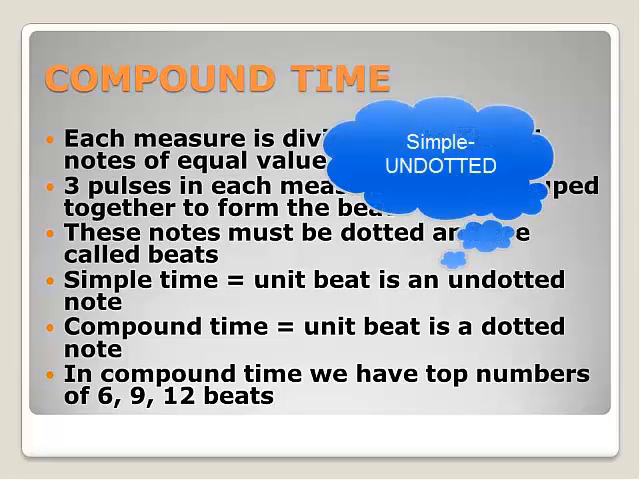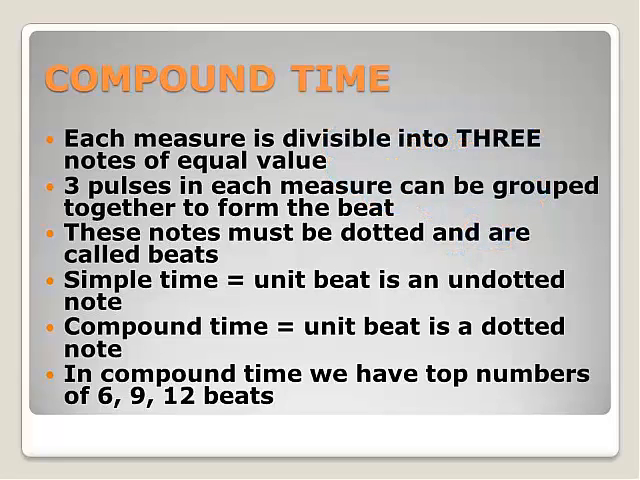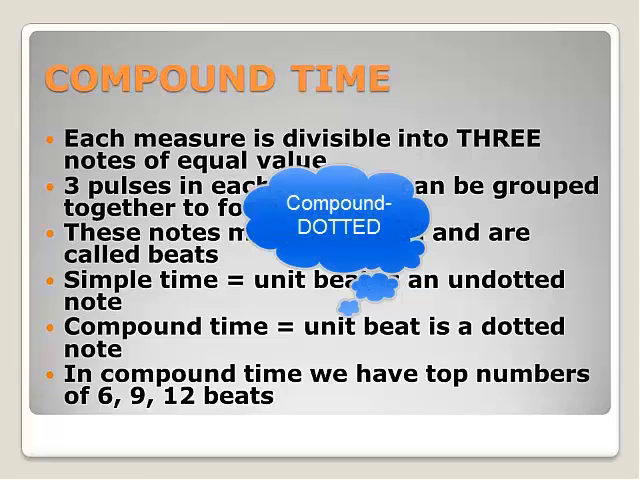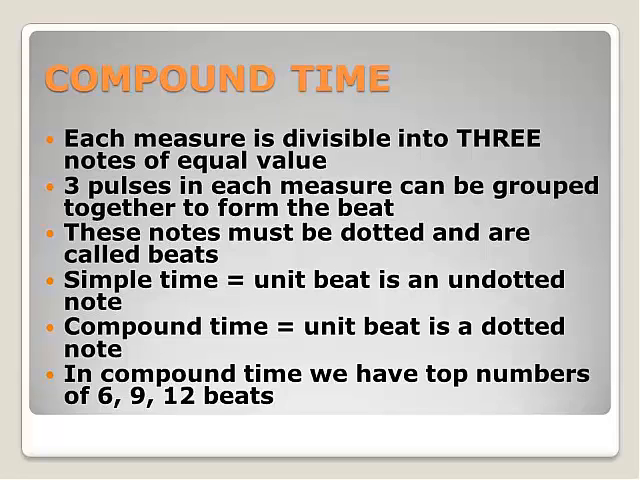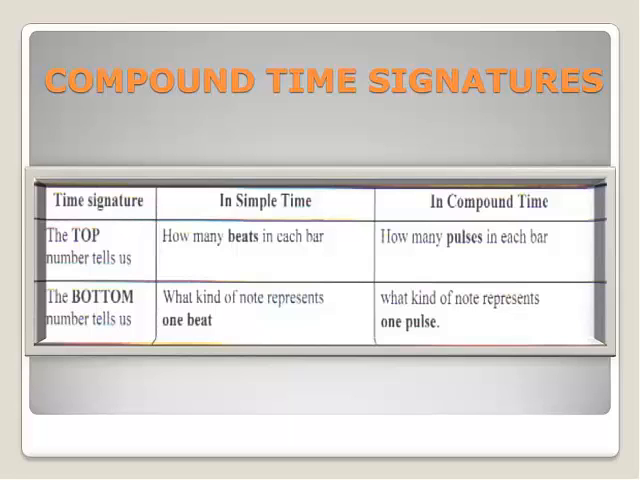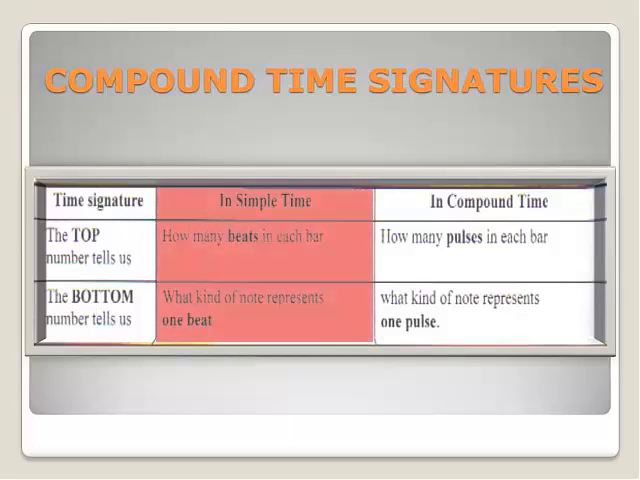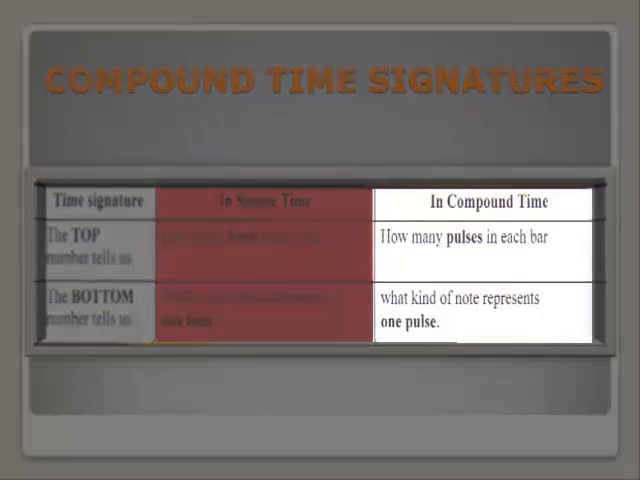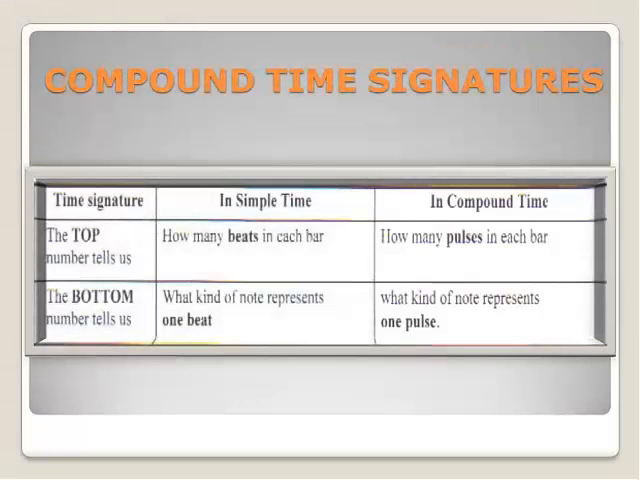In simple time, the unit beat is always an undotted note, and in compound time, the unit beat is always a dotted note. I know this is a little confusing. Let me try and explain this a little better. In simple time, the top number is telling you how many beats are in each measure. That's the unit beat. In compound time, the top number tells us how many pulses there are in each measure, and the unit beat is a grouping of 3 pulses. The pulses are further grouped together to form that dotted note, and that dotted note is our unit beat.